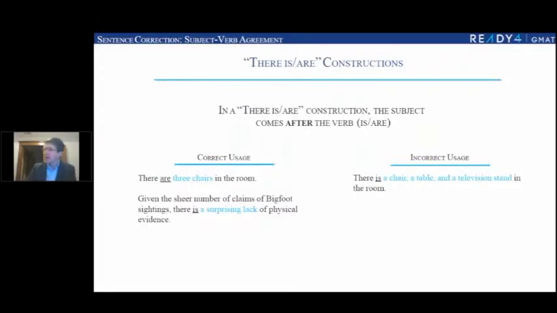Okay. This is sort of a backwards construction in English. There is and there are. So normally you have the subject first and then the verb. This sentence actually reverses it. So chairs would be the subject and are is the verb. There is not a subject, there is actually a type of a modifier. Okay.